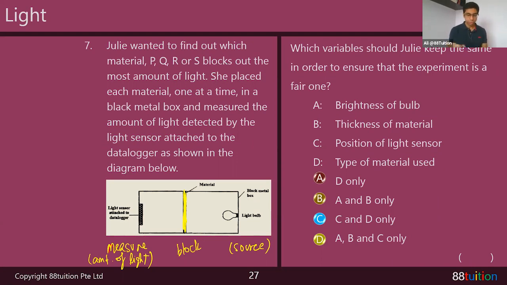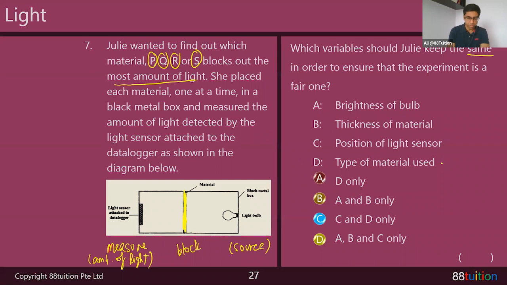So Julie is finding out whether, not thickness, this is a totally different material. That means she's going to choose P, Q, that means maybe a piece of wood, a piece of glass, a piece of plastic. So P, Q, R, S, she puts in there and sees which one will block out most of the light. Okay, so she places it there. So which variable should she keep the same, constant? So let's look at change.